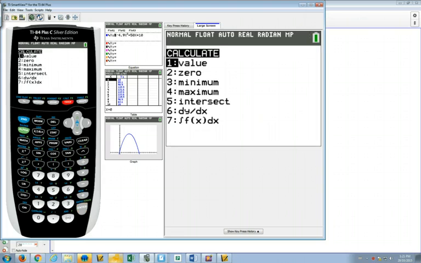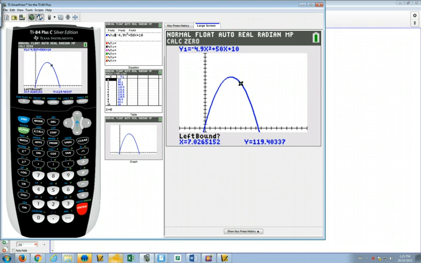Go back to your second calculate menu. Go down to the second one. Remember in our notes the other day, we talked about x-intercepts, zeros, and roots all meaning the same thing. So here they have zero listed. That's going to find your x-intercepts. Let's say I want to find this one down here. Your calculator is going to ask you for a left bound. First of all, I'm going to move that little cursor really close to the one I want to find. You don't have to do this every time, but there's the one that I want to find.